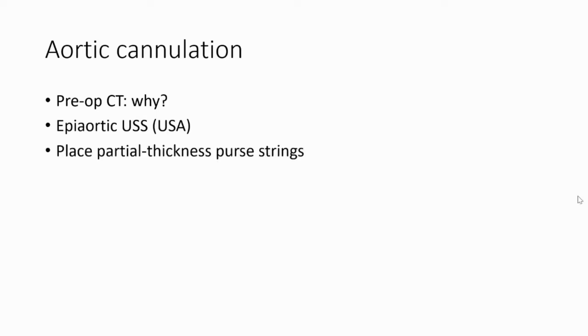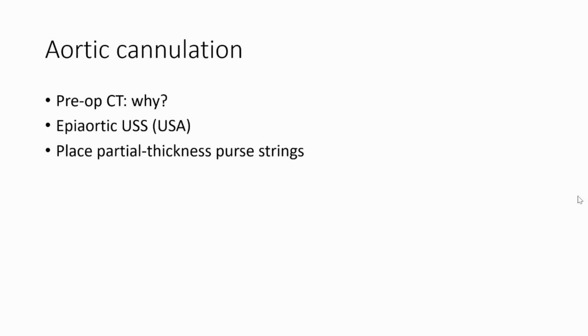And now I'm going to move into describing the surgical steps of aortic cannulation. So if you're in theatre, you've opened the chest, you've dissected all the way down, you have the heart and the aorta open in front of you. What you will do is something called placing partial thickness purse strings.